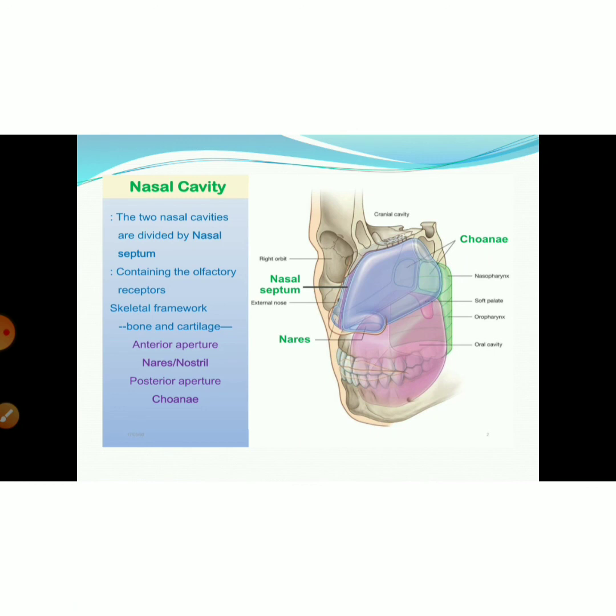Here you can see in the blue color it is a nasal cavity. Below that in pink or rose color it is the oral cavity, and behind the nasal cavity and the oral cavity you can see the green colored part, that is the pharynx. You can see it is divided into nasopharynx and oropharynx. So this is how it is situated in the skull.